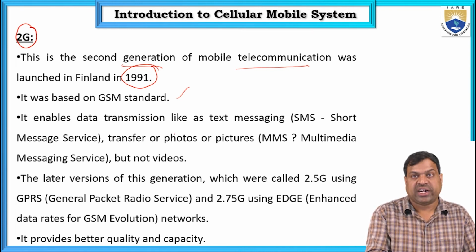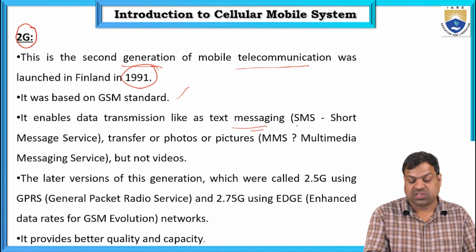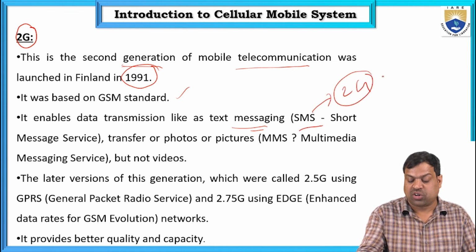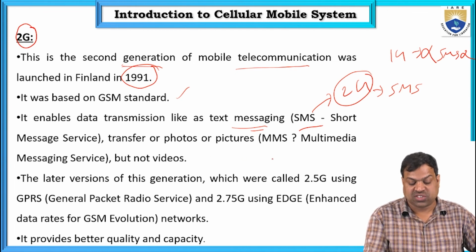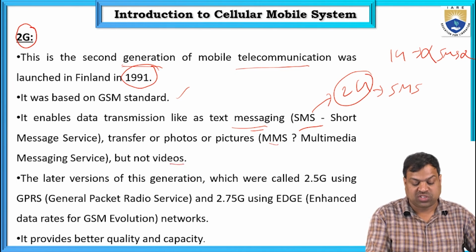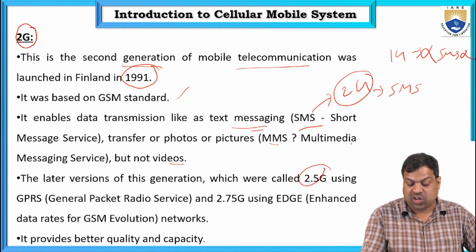And it enables data transmission like text messages, SMS, short message service, which we are using presently. This SMS technology came in 2G only, not in 1G. There is no SMS technology in 1G. In 2G, the SMS option is key, along with the transfer of photos or pictures, but not videos. With MMS, short videos are possible, but full videos are not. The later version of this generation was called 2.5G. After 2G, 2.5G came.